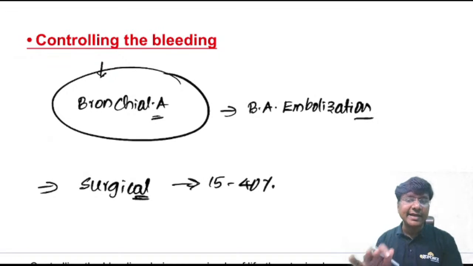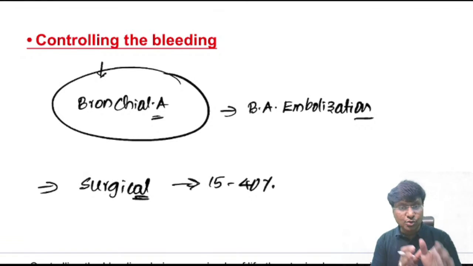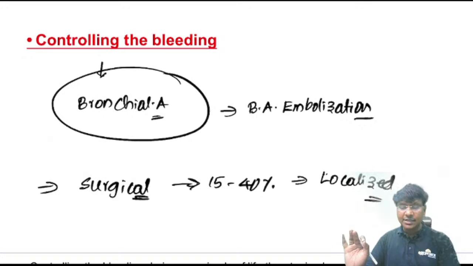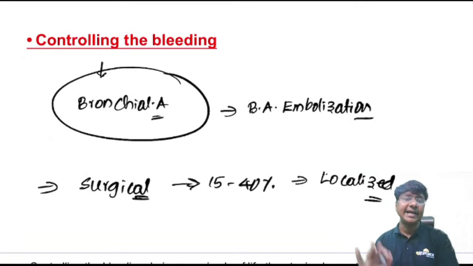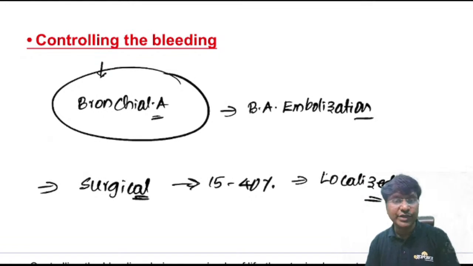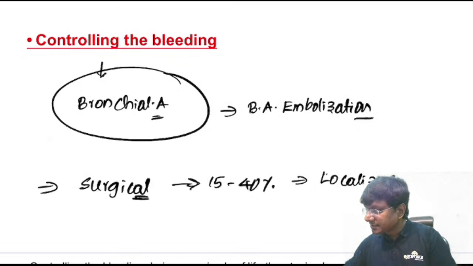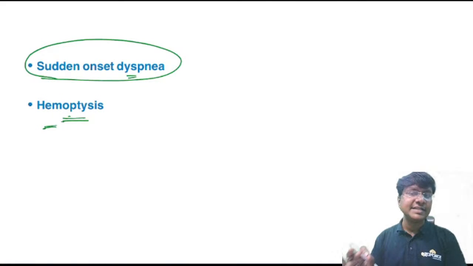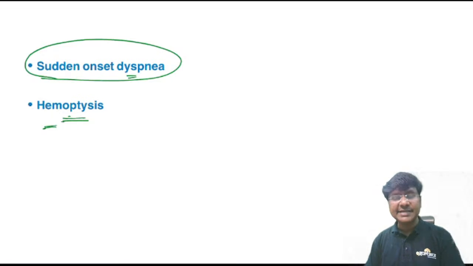So who are the ideal candidates for surgery? The ideal candidates are those individuals who have a localized parenchymal disease. These individuals are ideal for surgical resection, thereby controlling the bleeding. So this is about your massive hemoptysis. What are the two important pulmonary emergencies with which the patient can present to the emergency department? Sudden onset dyspnea and hemoptysis.